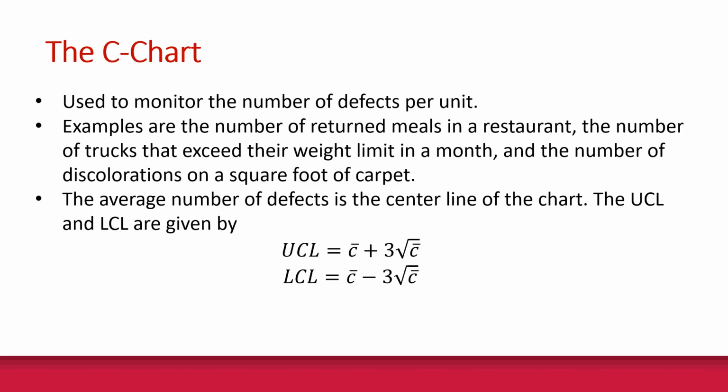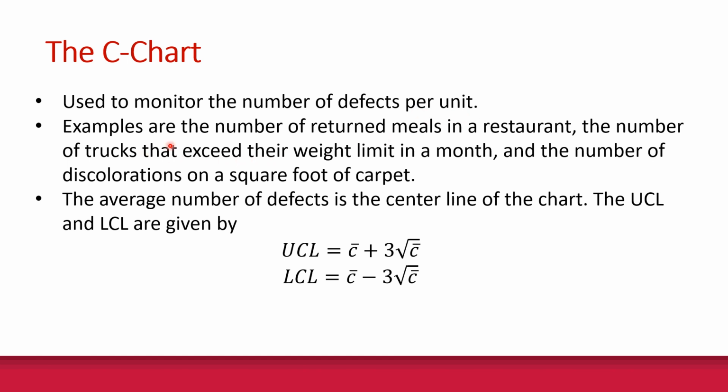So this is the second part of the lecture on attribute control charts, and in this lecture we're going to look at the C chart and the U chart. So first let's start with the C chart. What is it? It's used to monitor the number of defects per unit. I think that's what the difference is.